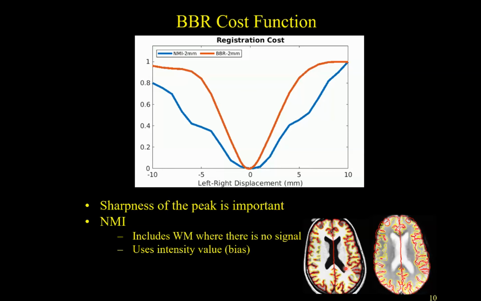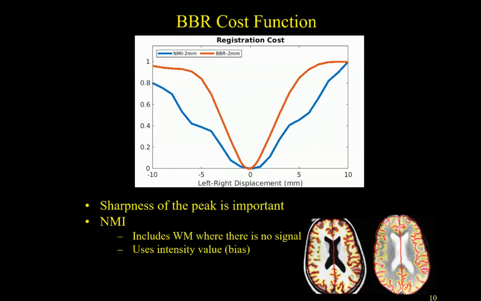Furthermore, you can get all kinds of stuff in the white matter that might not agree between the anatomical and the functional. You have bias fields, you have various lesions, you have all kinds of stuff that's going on in the white matter that is then going to corrupt the registration signal. And that's why you're seeing this difference between the sharpness of the peak, or of the trough in this case, between the BBR and normalized mutual information.